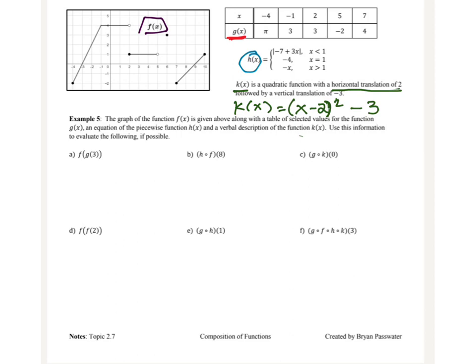All right, so example 5, we've got all these different functions. It says use the information to evaluate the following, if possible. Sometimes we just can't do it. So f of g of 3. That means I've got to find g of 3 first. So I'm looking up here in my table. What's g of 3? Is there g of 3 in the table? So that's not defined.